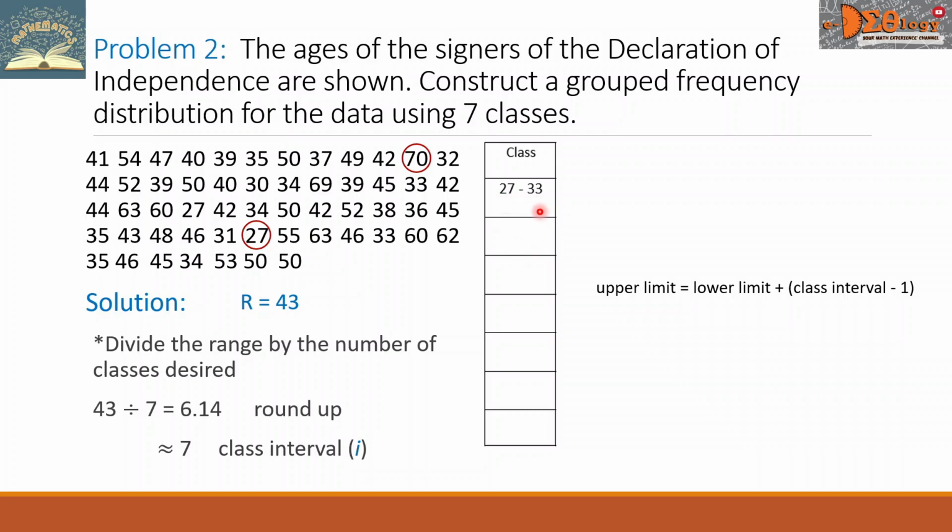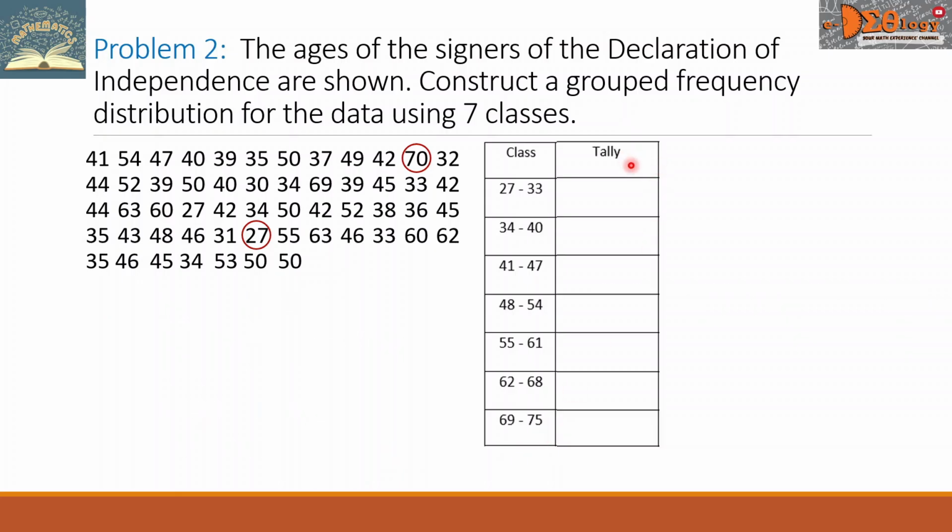For the next class, we continue with the next number, 34, plus 6 is 40. Then 41 up to 47. Next, 48 up to 54. 55 to 61. 62 up to 68, 69 up to 75.